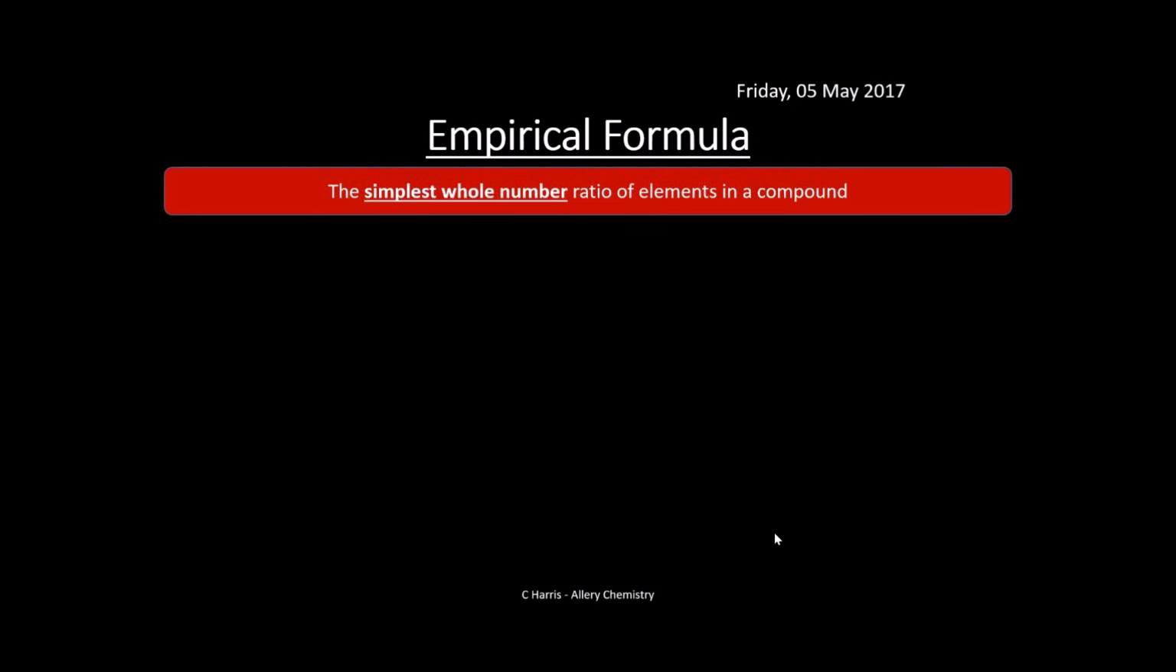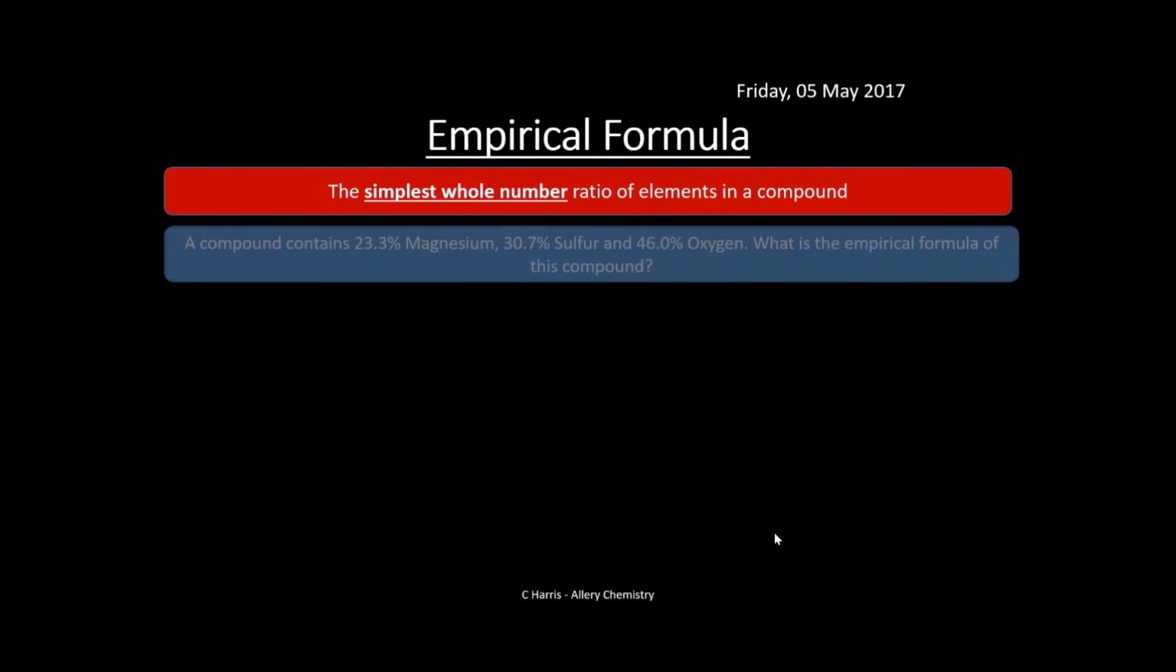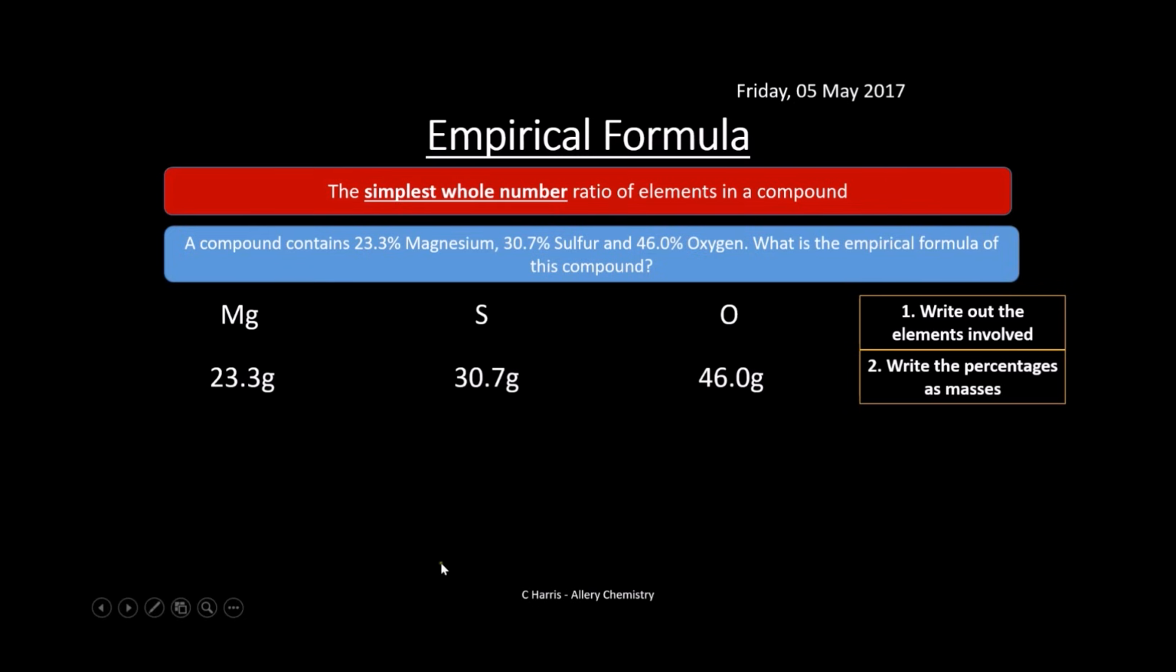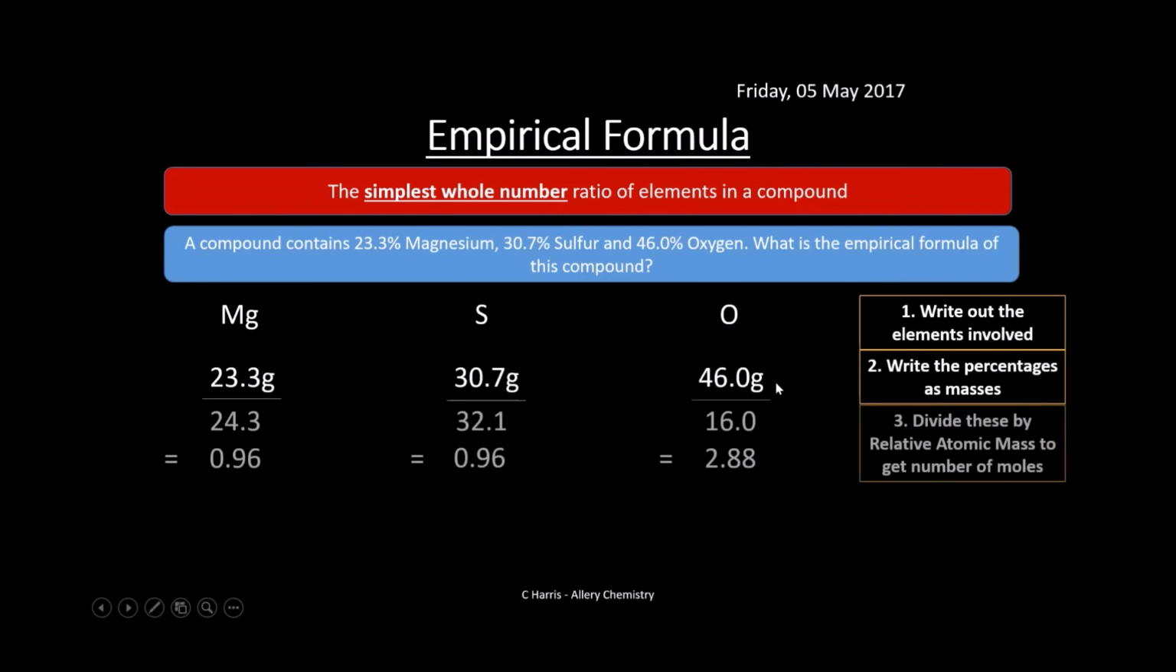Right, empirical formula. This is the simplest whole number ratio of elements in a compound. So here's an example. A compound contains 23.3% of magnesium, 30.7% sulfur, and 46% oxygen. What is the empirical formula of this compound? Right, first thing, write your elements. We've got magnesium, we've got an oxygen, we've got a sulfur. Then we need to write the percentages that we've been given as masses. So 23.3 grams of magnesium, 30.7 grams of sulfur, 46 grams of oxygen.